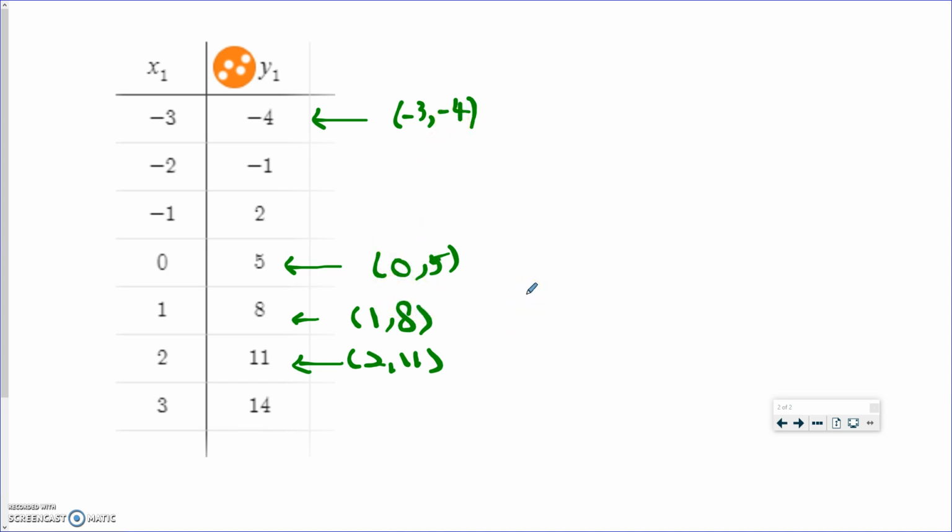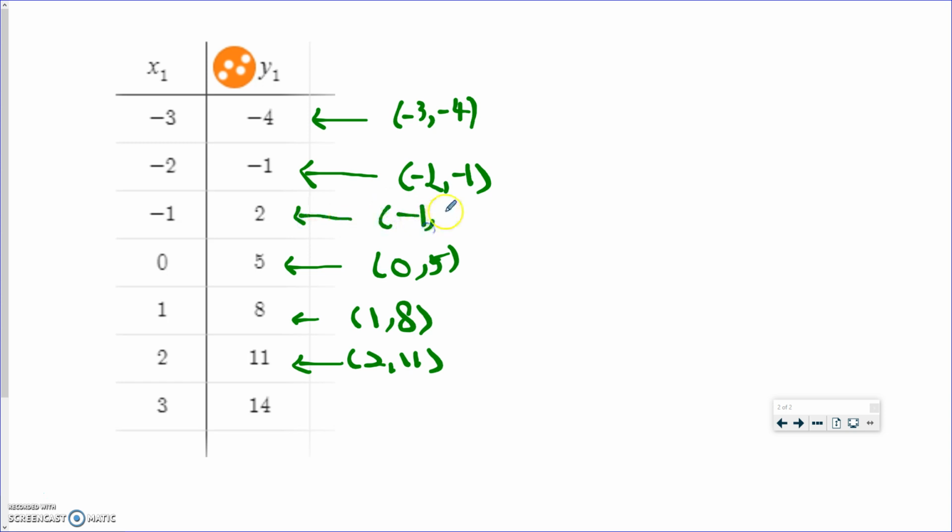But we are going to focus on something very particular with this. If I have a table of values, there are many numbers. What I may want to find out is the slope. We may want to find out the slope for this set of numbers.